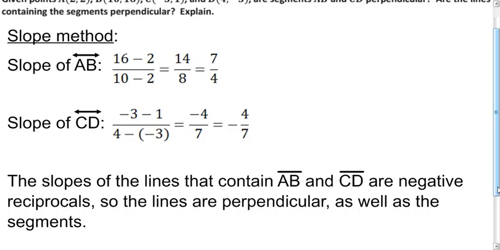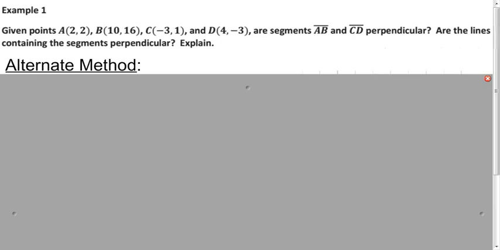Now there's another way we could do this. I tend to think that the slope method is a little bit simpler than the other method, but I still want you to see it just so you can see another application of the theorem from the previous lesson. In general, we're not going to do these problems this way, but it's always good to know more than one strategy. So another way we could do this is by translating each segment to the origin.